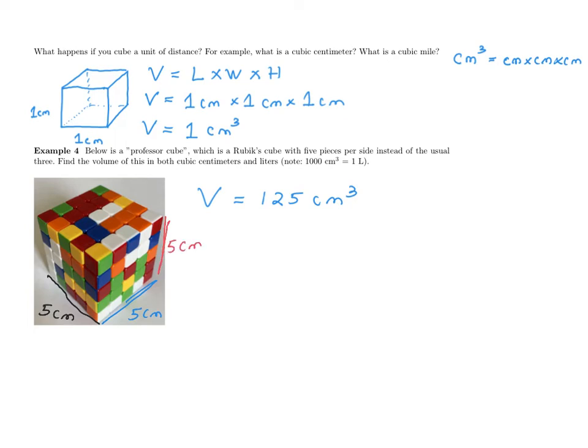So if you go directly to this formula, the volume is 5 centimeters times 5 centimeters times 5 centimeters. 5 times 5 times 5 is 125. Centimeters times centimeters times centimeters, that's 3 of them, that is cubic centimeters.